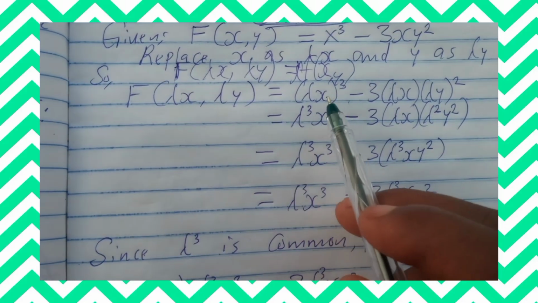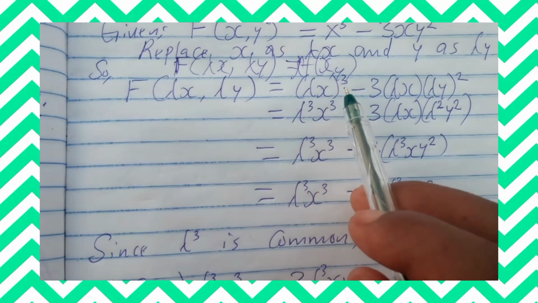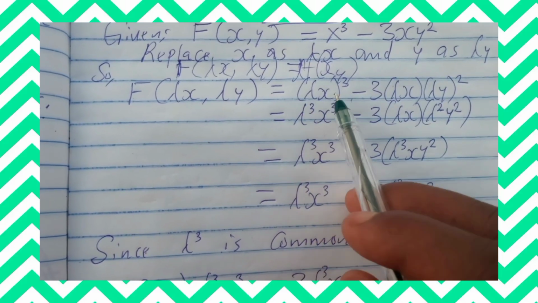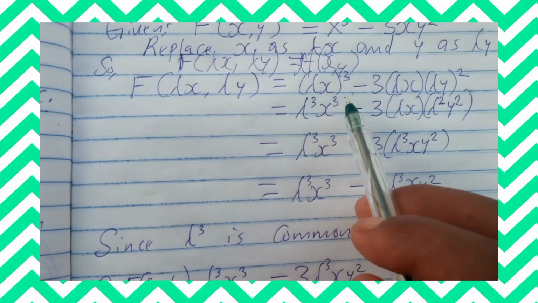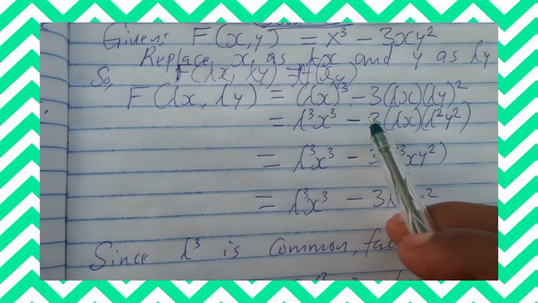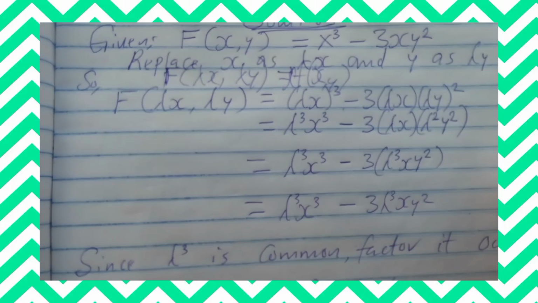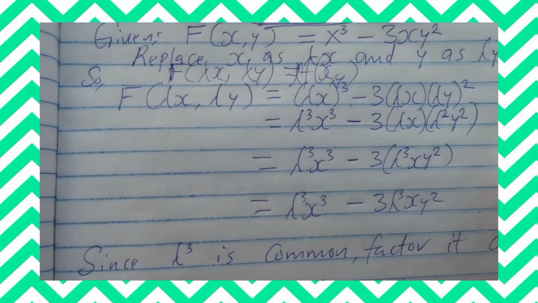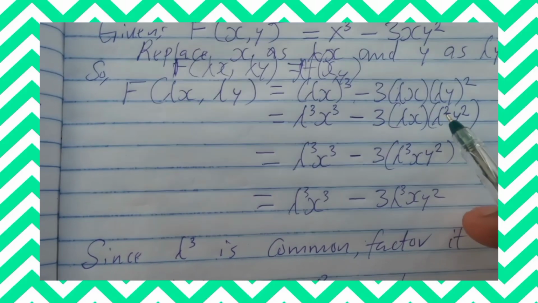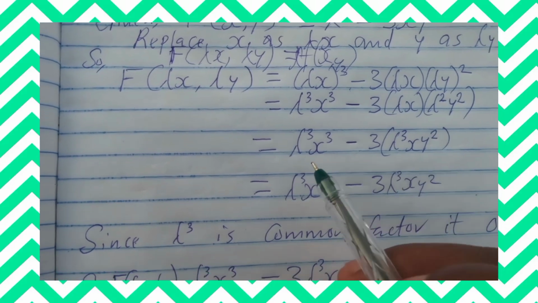Then after that, we know that anything raised to a power, the power will multiply everything in the bracket. So this power multiplies this lambda and becomes lambda raised to the power of 3. This power multiplies this x and becomes x to the power of 3, minus 3 times lambda x, here we have lambda y squared. So this square now multiplies this lambda and becomes what? Lambda squared. This square multiplies this y and becomes y squared.